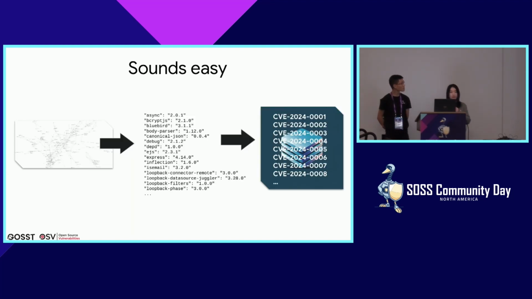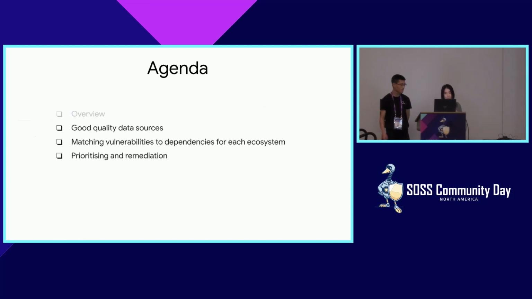So the concept of identifying known vulnerabilities in your dependencies sounds really simple, right? You get a list of dependency versions, and just look up whether each dependency has a vulnerability in some database. Well, it turns out this is not so easy. To break this down, we found several categories of challenges when it comes to identifying what dependencies are actually vulnerable. These are getting good quality data sources for your vulnerabilities, matching vulnerabilities against packages for each ecosystem, and how to prioritize and remediate those found vulnerabilities in an efficient manner.